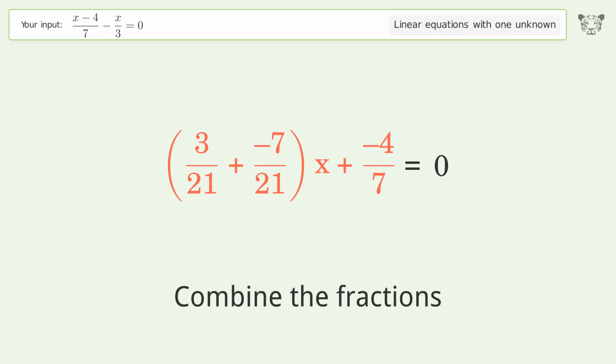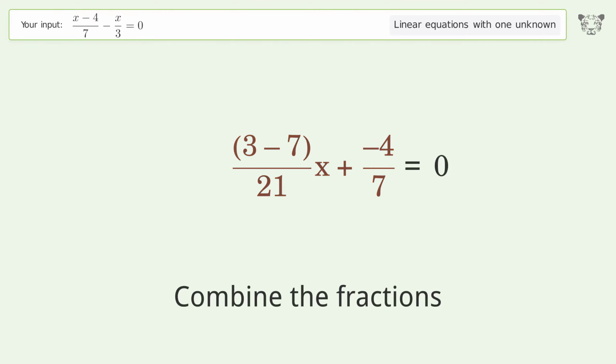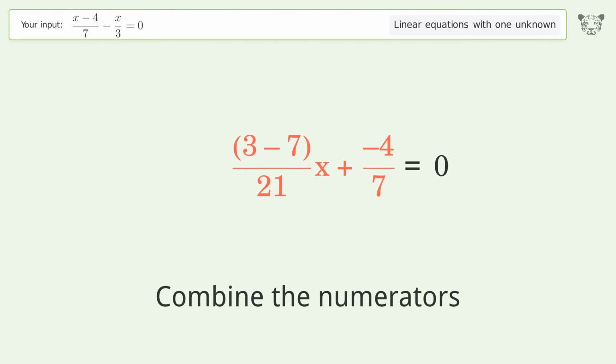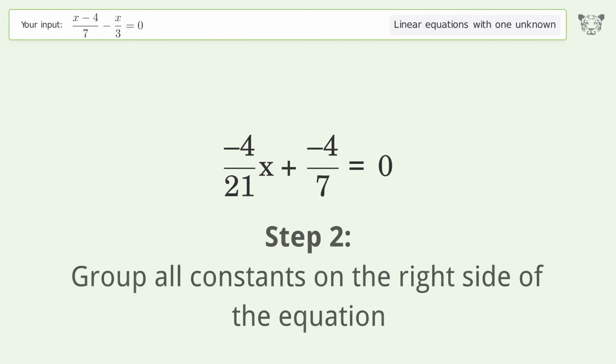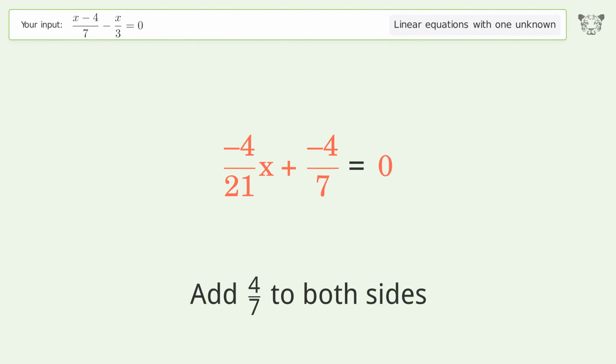Combine the fractions. Combine the numerators. Group all constants on the right side of the equation. Add 4/7 to both sides.